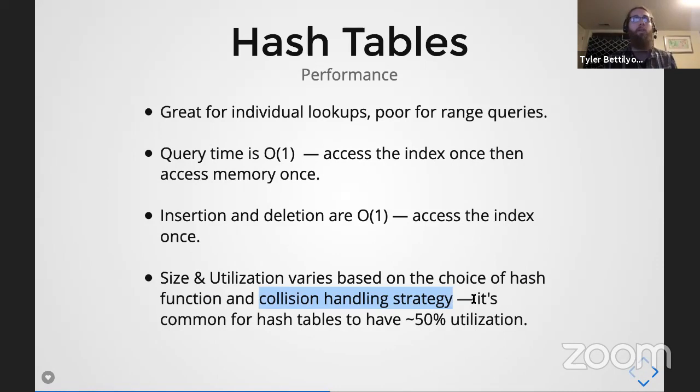But I'll say it's relatively common for hash tables to have something like 50% utilization, but some very high performance hash tables can perform well even at like 90 to 95% utilization. So look at cuckoo hashing if you're interested in a high performance hash table for high utilization rates.